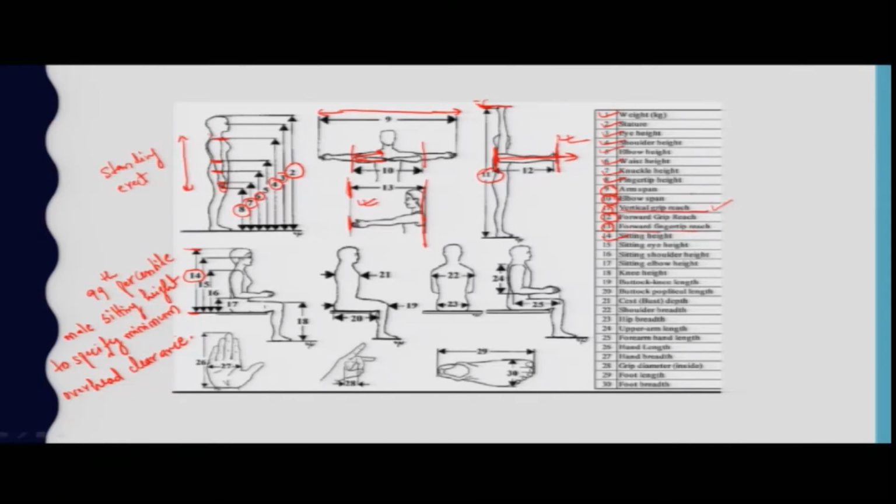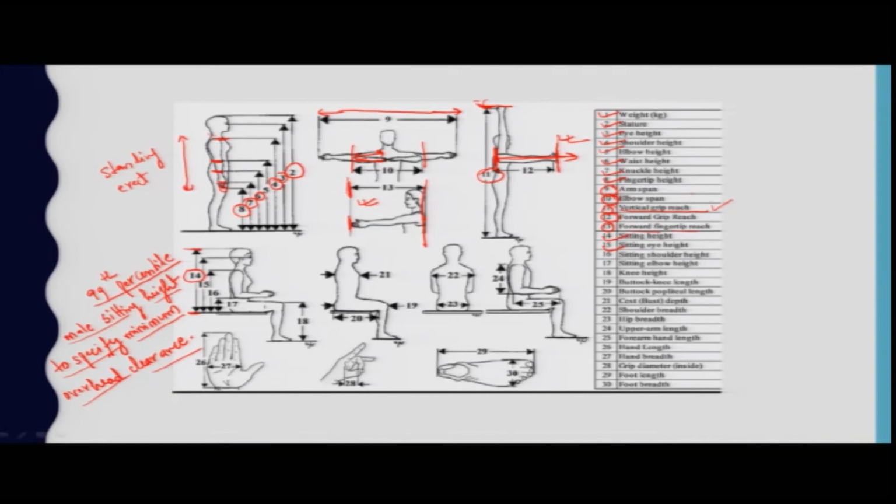And in fact, we allow about 20 millimeters if hard hats are worn. Since this person is not wearing a hat, we are not giving anything. So, as an allowance, the 99th percentile male sitting height is used to specify minimum overhead clearance. Again, this 15th is sitting eye height.